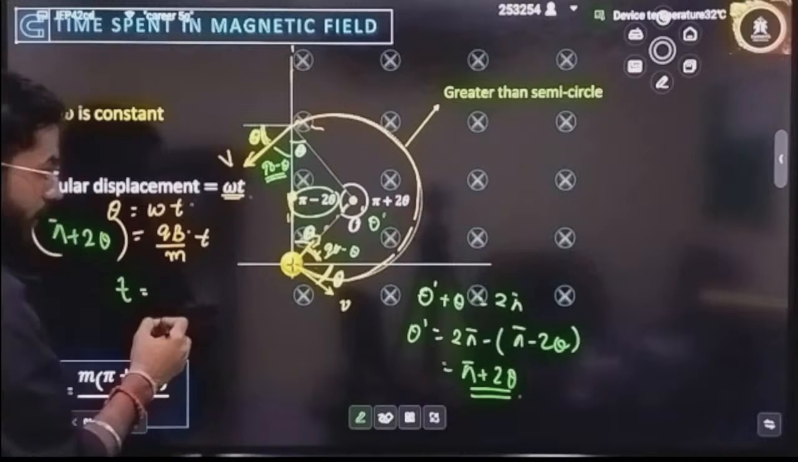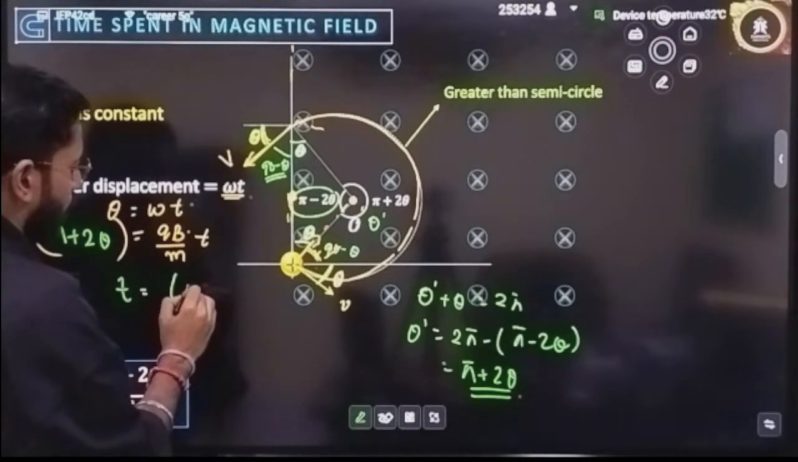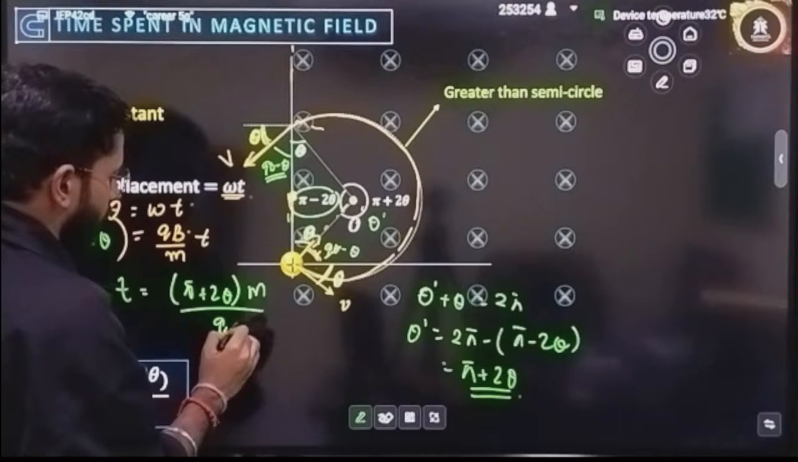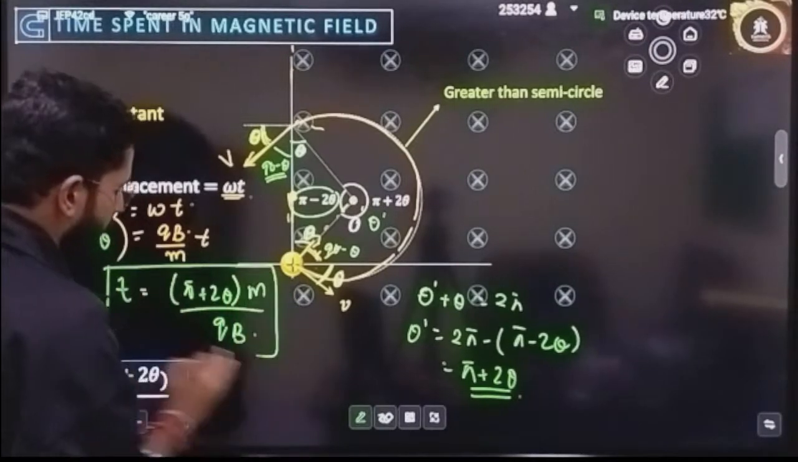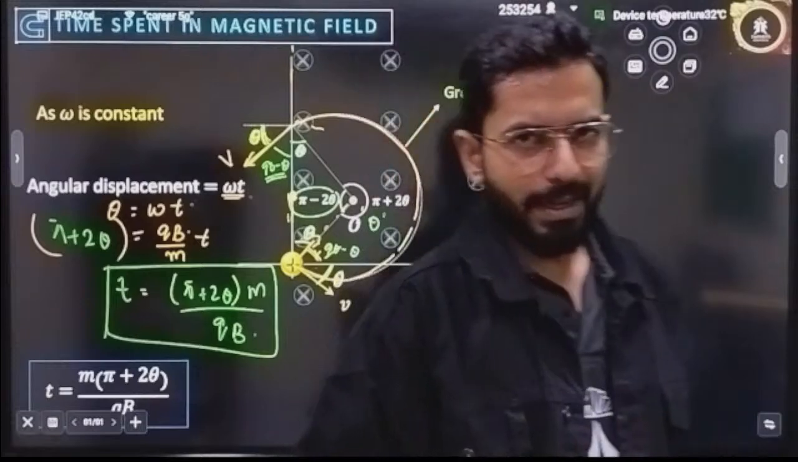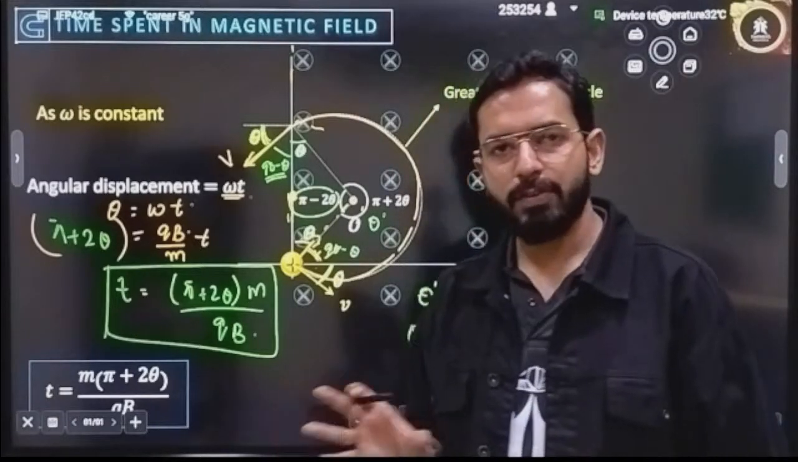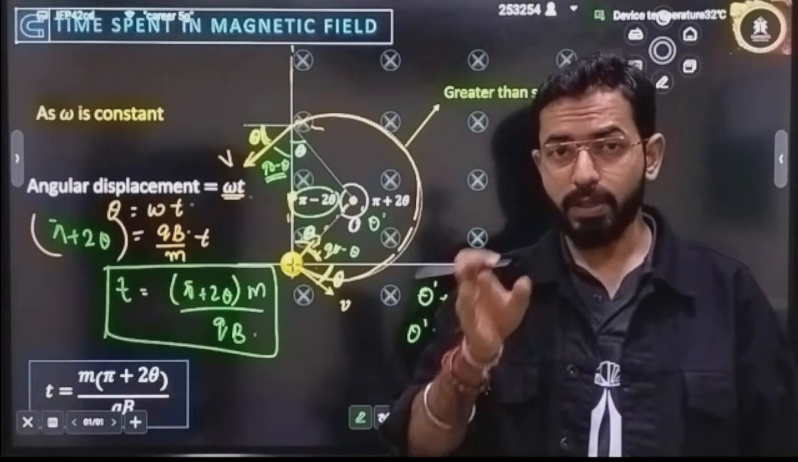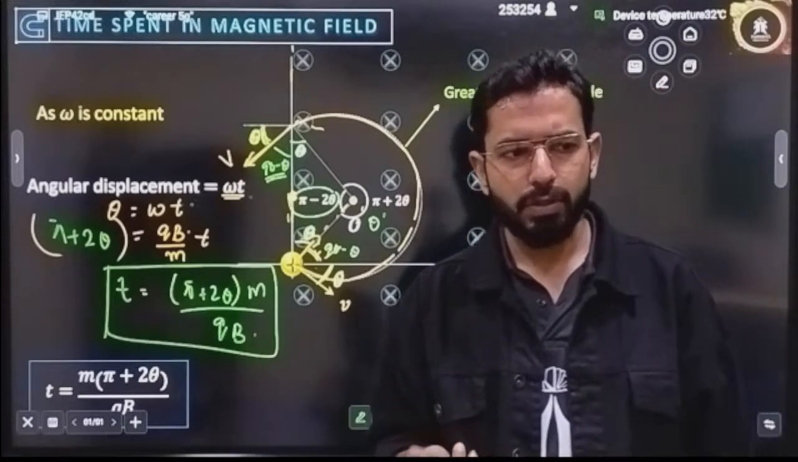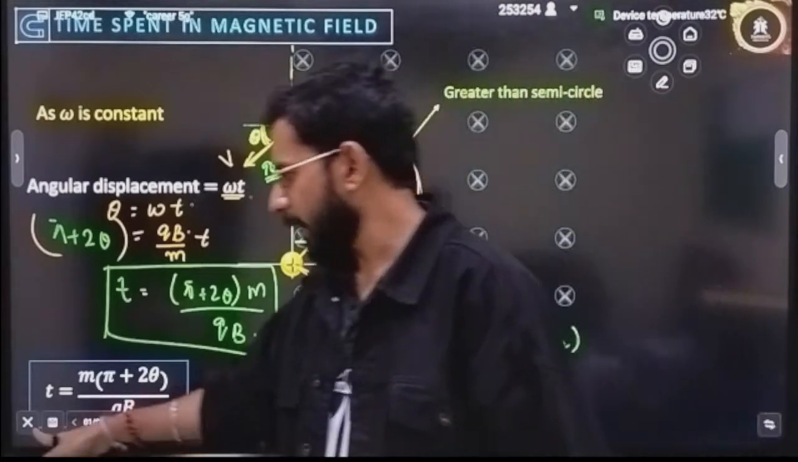That means the time that is spent in the magnetic field is equal to pi plus 2 theta into m divided by qB. Now tell me, is it clear or not? Easy, correct? Basic things we are following. We are just checking the total angle that is swept inside the magnetic field, and then we are writing theta is equal to omega into t. Correct?